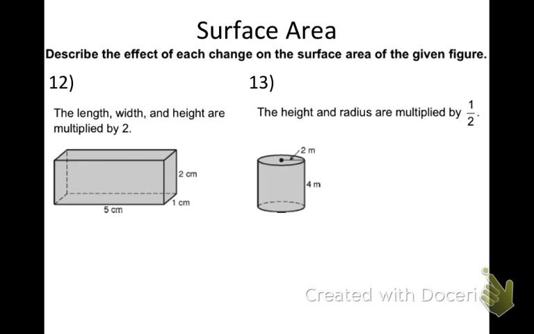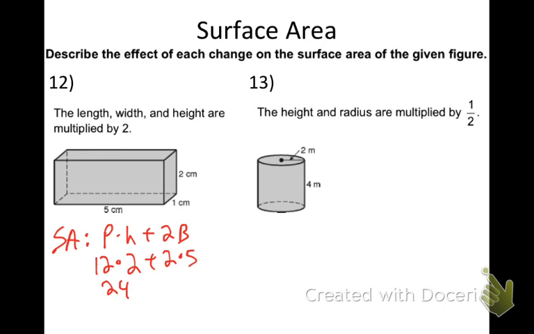So describe the effect of each change in the surface area of the given figure. Well, 12 here, what's the surface area of the original here? So let's find the surface area of the original prism. So surface area is perimeter times height plus the bases, or 2 of the bases. So the perimeter is 12. My height is 2. What's the area of my bottom base? So 2 times 5. So 12 times 2 plus 2 times 5. So I get 24 plus 10, which is 34. So the surface area of this figure is 34.